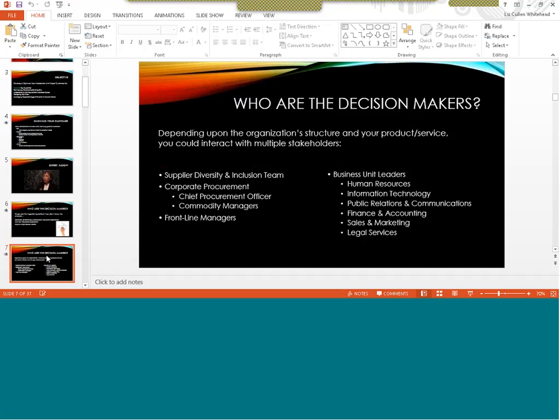So these are examples of decision makers. In some cases, it may be the supplier diversity and inclusion team. More often, it's going to be either corporate procurement, depending on what you sell, frontline managers, or business unit leaders. If you're doing gender diversity training, you might need to talk to human resources. If you're offering IT staffing, it may be information technology, and so on. So knowing who those decision makers are and having an idea of where you fit in is going to be really helpful when you present yourself to the company.